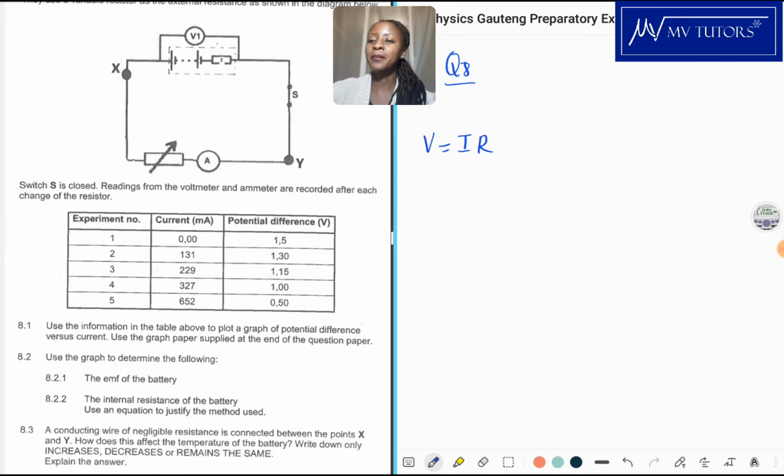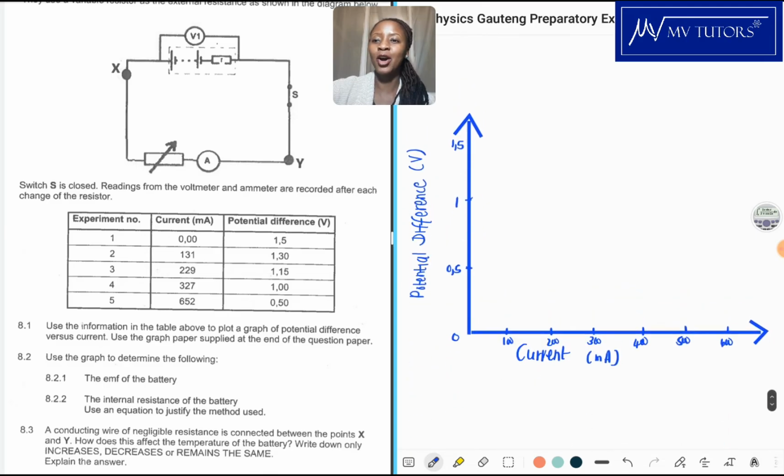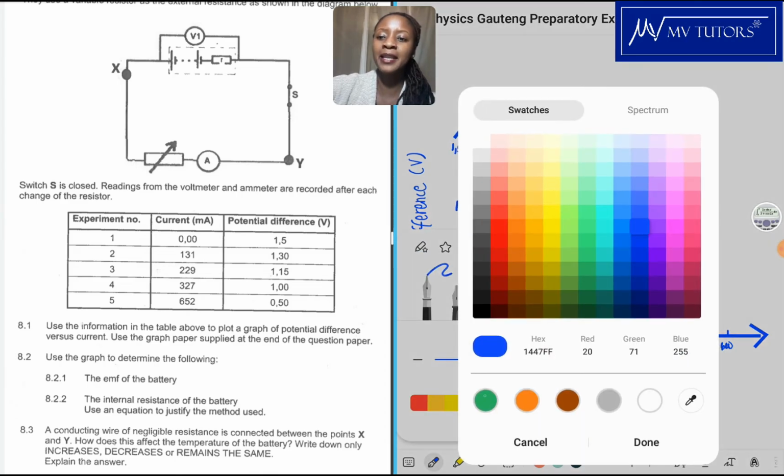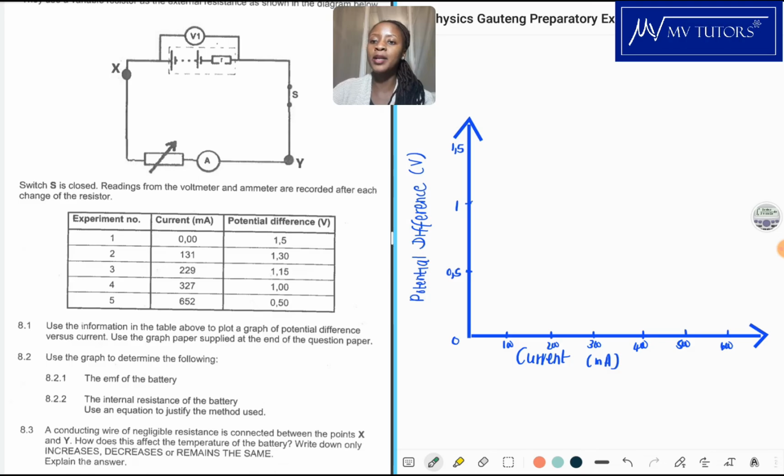All right, so we can plot. I have put the graph and we'll see what we can work out. Let me just change the color of the pen and we can go ahead and plot. When current is 0, we have our potential difference as 1,5. So we can plot it there. When the current is 131, we have 1,3. So that is somewhere there. I don't know, this is not drawn to scale. You, on the other hand, had graph paper, so you should be drawing approximately the correct values. Then 229, 1,15.